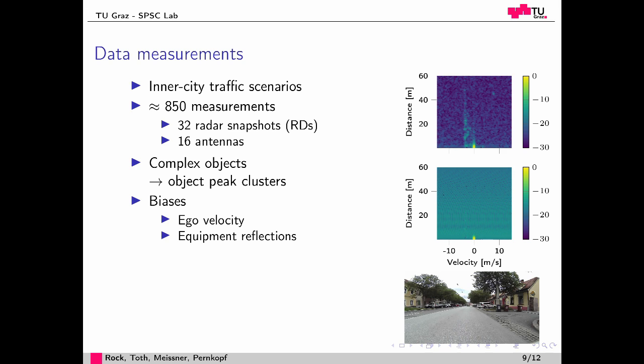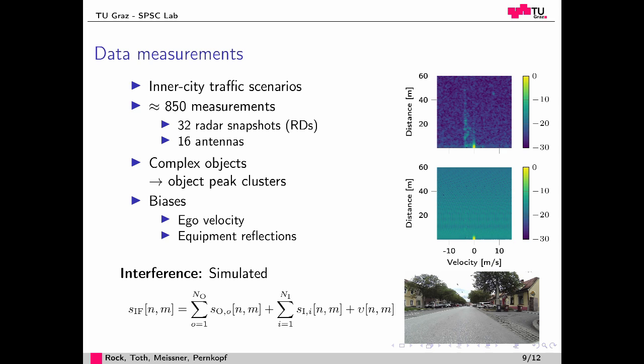First, we have the ego velocity. At the velocity bin of the negative ego velocity of the measurement vehicle, we have all the static objects in the scenario contained in the same velocity bin, which you can see over here. Also, we can see the equipment reflections over here. They are always at a very close distance and at a relative velocity of 0.